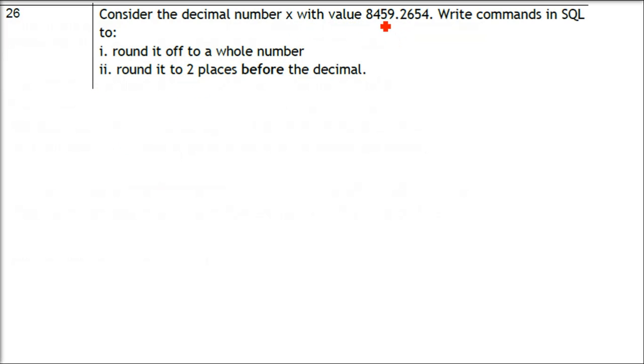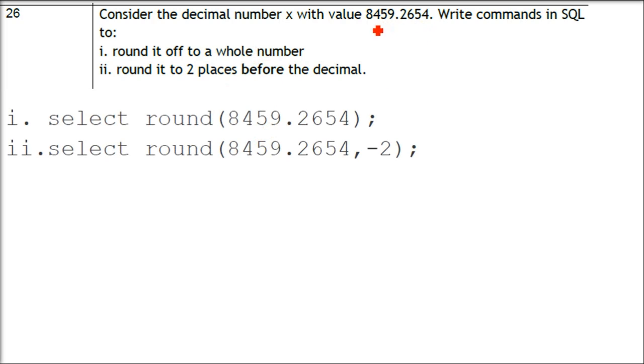Consider the decimal number x with value 8459.2654. Write the SQL command. First is round it. You want to make it a whole number. You don't want any decimal. So round it off to the whole number. So just use the round function.